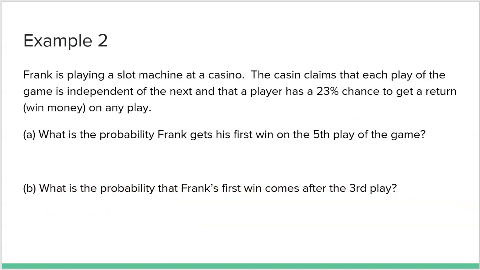All right, so let's look at another example here. Let's completely change the scenario up. Frank is playing a slot machine at a casino. The casino claims that each play of the game is independent of the next, and that a player has a 23% chance to get a return, which means win money, on any play.